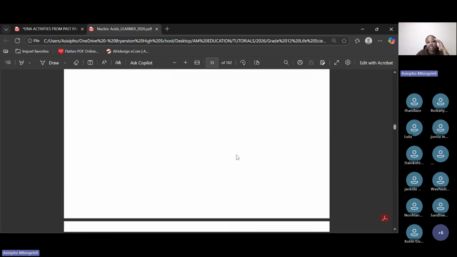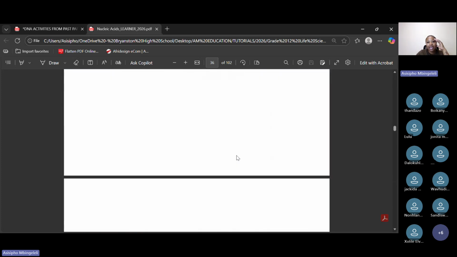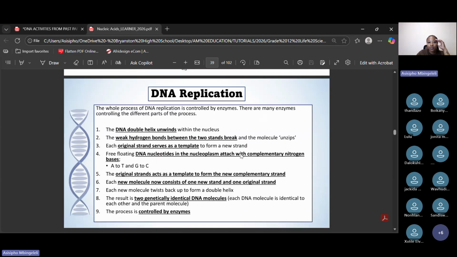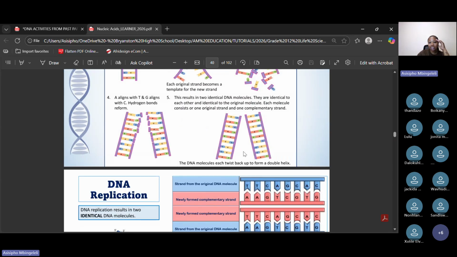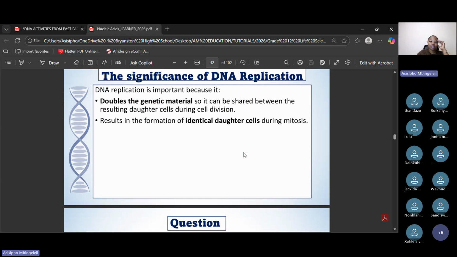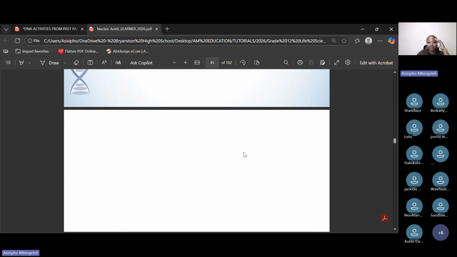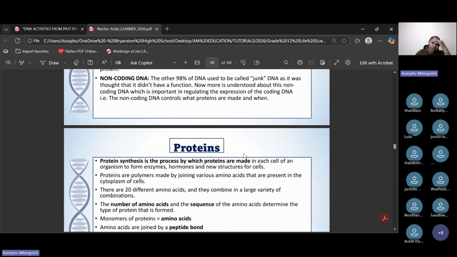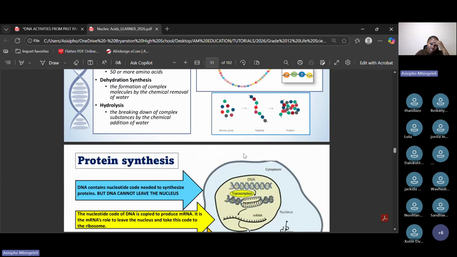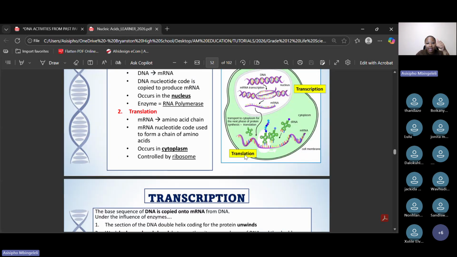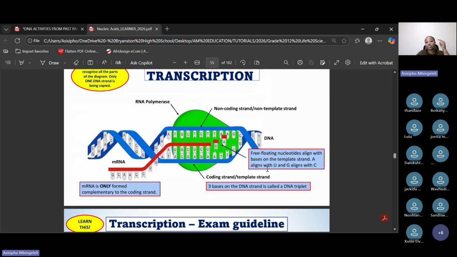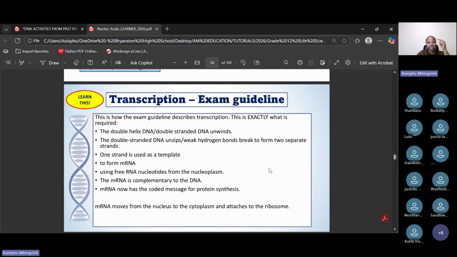I didn't hear anything about the RNA nucleotides from the nucleoplasm. That's what we want to hear, and that's why I'm giving you 3 marks only. But just give me a second. I'm trying to allocate that slide so that we can speak about it. We need to learn these processes. They are going to ask you to describe DNA replication or transcription or translation.